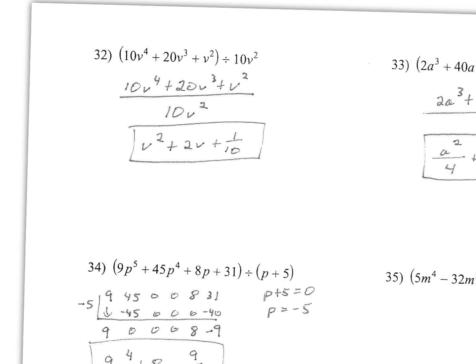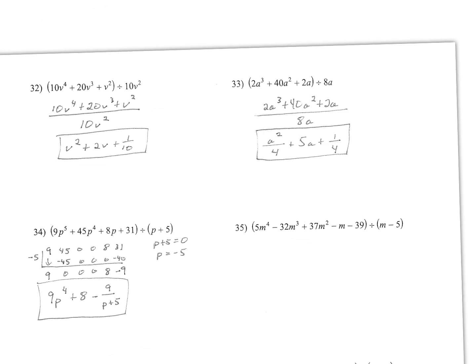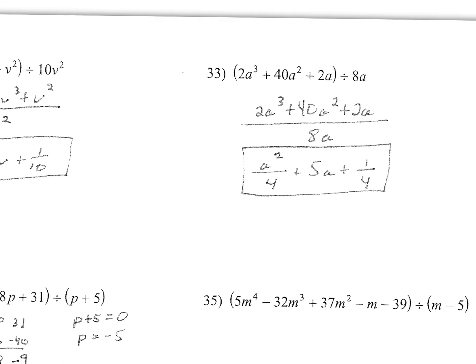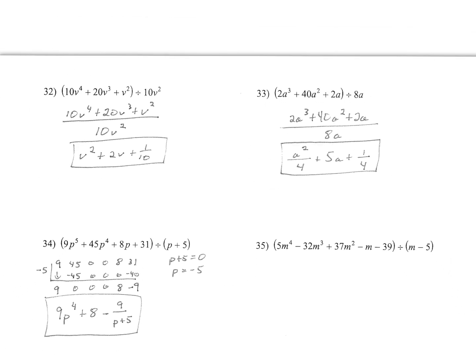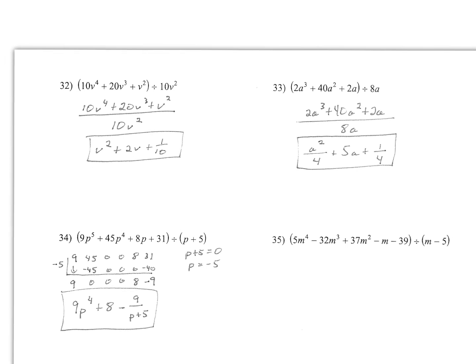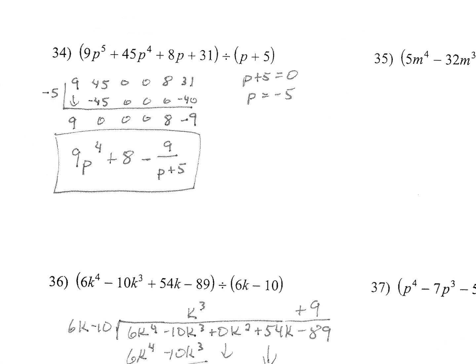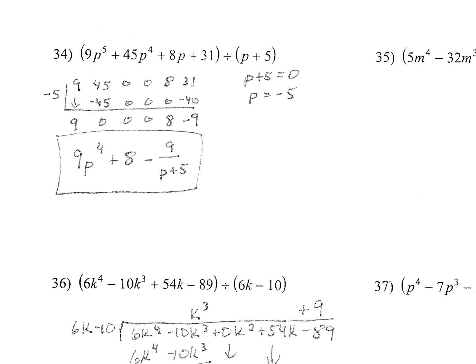All right, so 32 and 33 are very similar. Okay, I wrote them out a little differently where I just used the one division bar, but it's really the same division bar there. So you can take a look at those two. Let me go over 34 though. On 34, I used synthetic division.